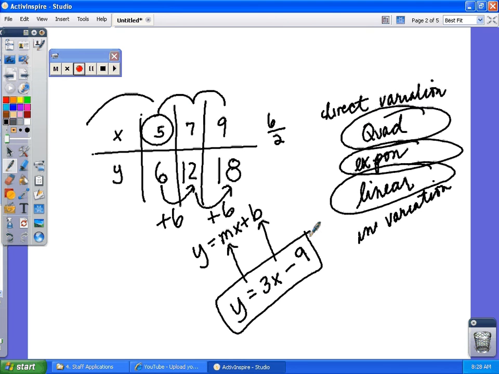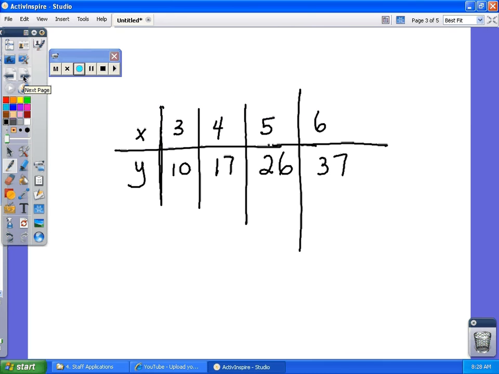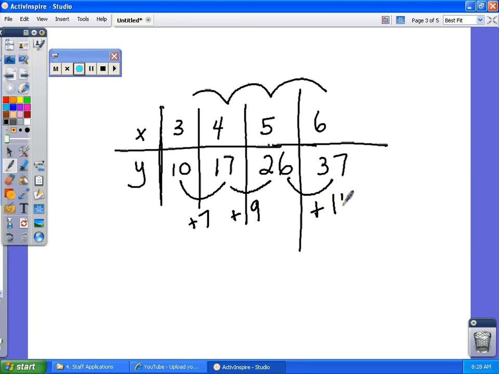Next kind of function. All right, here's a table, and as I look at the table, I notice that the x's are constant. They go up by 1s each time. And then I look at the y's. This goes up 7. This goes up 9. And this goes up 11. So right away you notice that it's not constant, so it's not a linear equation.